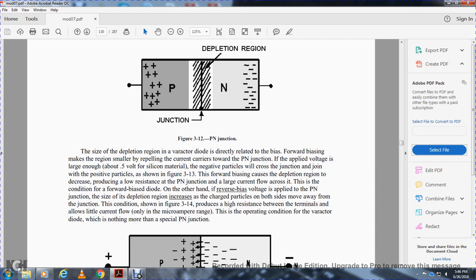In forward biasing, the depletion region decreases, presenting low resistance at the positive-negative junction and allowing a large current to flow across. Thus, this is the condition of the forward bias diode.